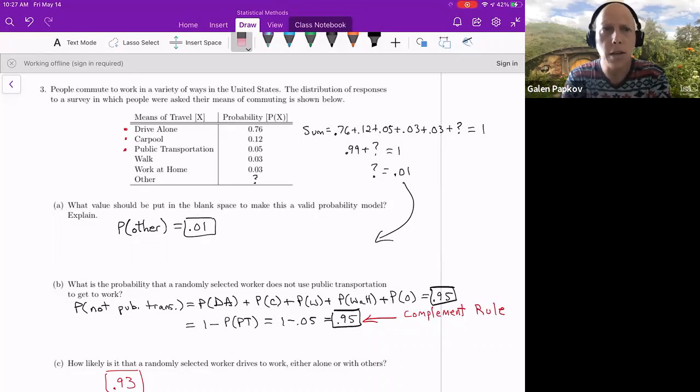So to get this, you know that to be a probability model, the sum of the probabilities must be 1. When you add those up, you get 0.99, and so it's 0.01 off from 1. So the probability of other is 1% or 0.01.